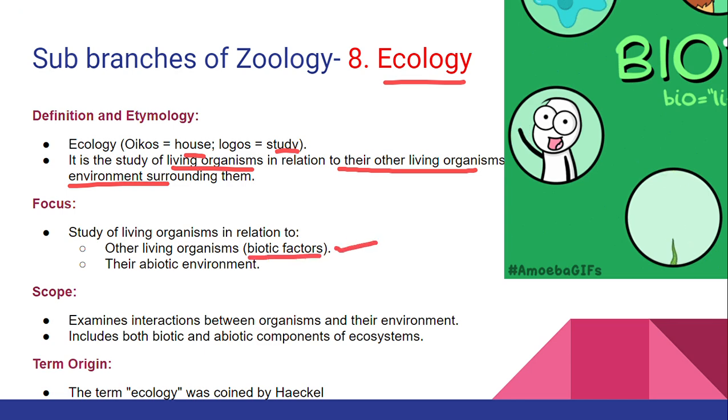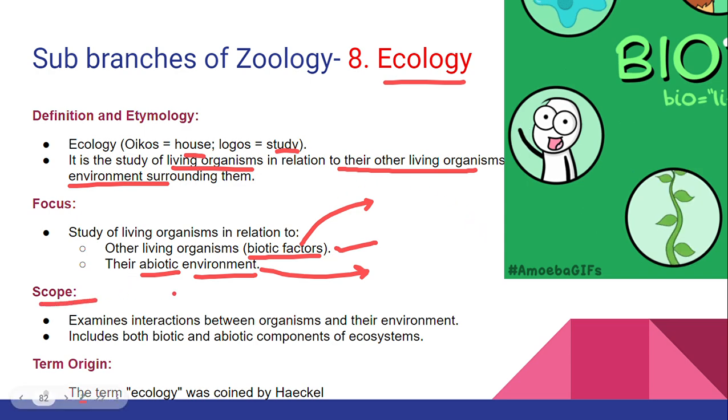That means the biotic factor. What is the meaning of biotic factor, class? Bio means life. So it is related with the biotic factor, and the other one is the abiotic factor. So how is a living organism related with the biotic ones, and how is it related with the abiotic ones? For example, how we are related with the mountains and snow. These are all abiotic. Obviously, we are interacting with them, right? Now, what is the scope of it? It examines the interaction between organisms and their environment, and includes the biotic and abiotic components of the ecosystem.